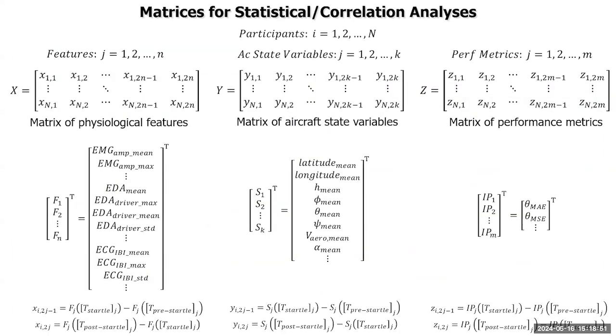For statistical correlation analysis, 3 separate matrices are formed: matrix X of physiological features, matrix Y of aircraft state variables, and matrix Z of performance metrics. Physiological features and aircraft state variables can be seen in the middle of the slide, while the only currently considered performance metric is related to the pitch tracking error, and that matrix Z will be expanded in the future experiments. Expressions for calculation of elements of those 3 matrices are given at the bottom of the slide.